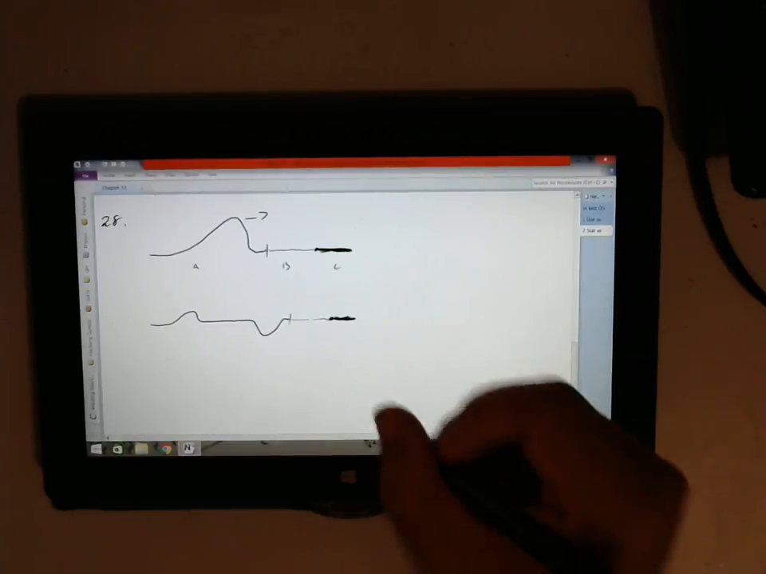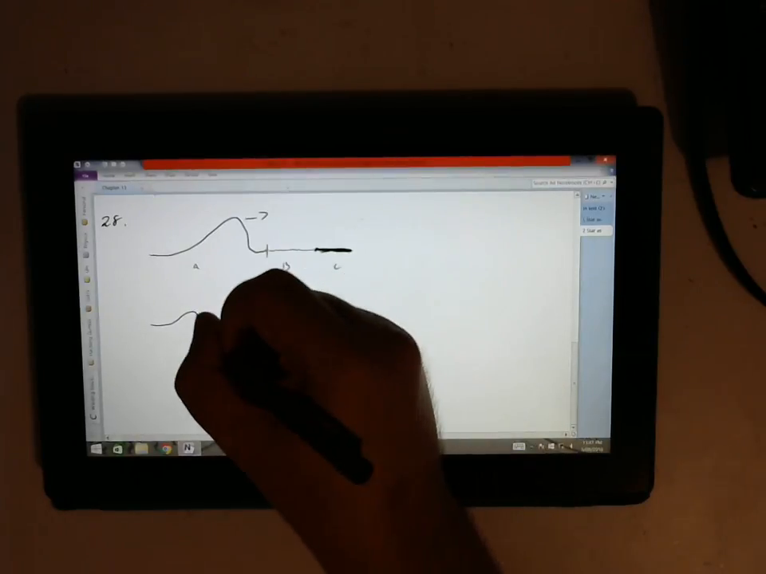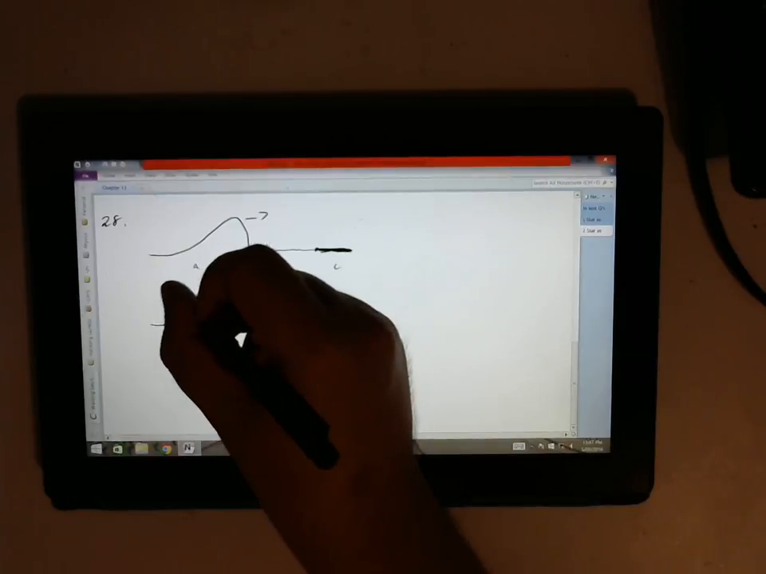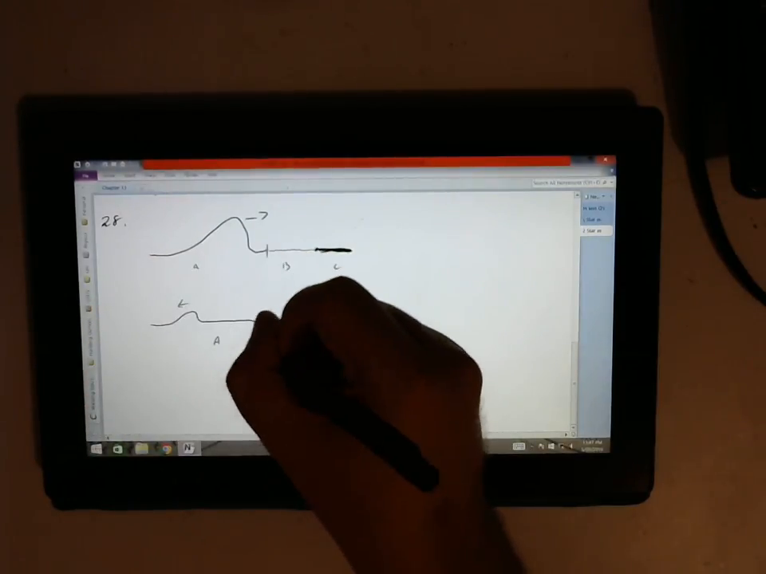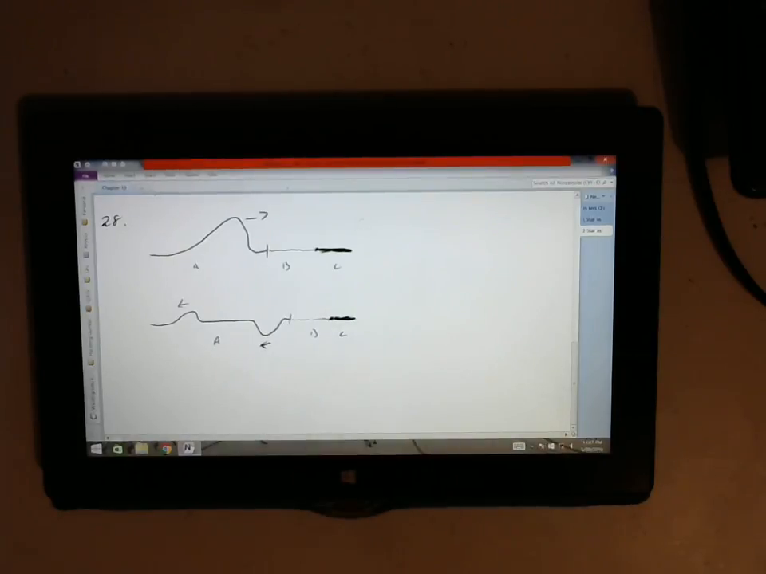Alright. C, B, A. Wave is going that direction. That was wonky. Wave is going that direction. Okay, so what do we know about reflections?